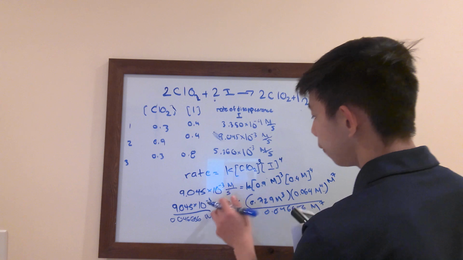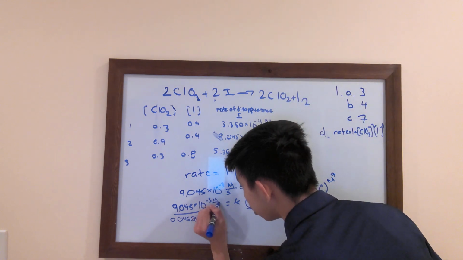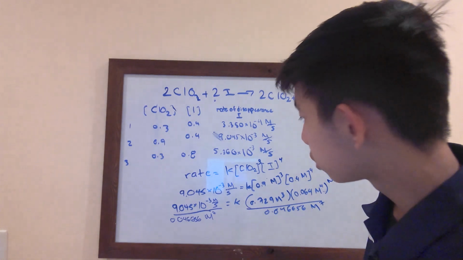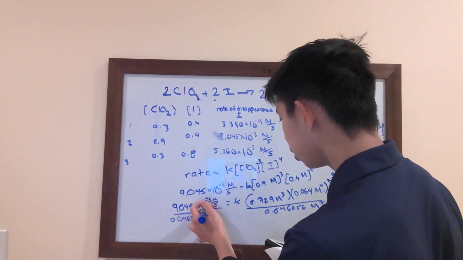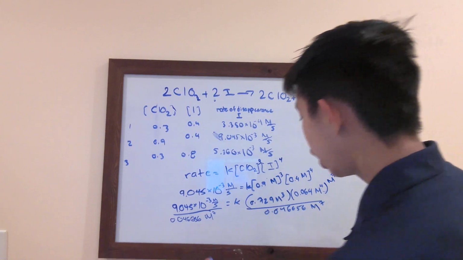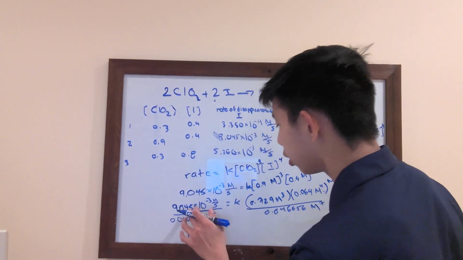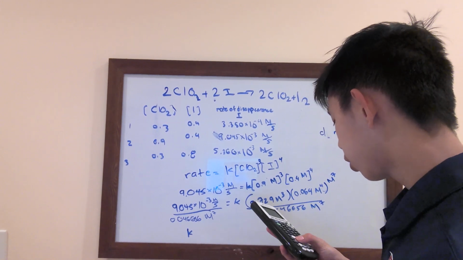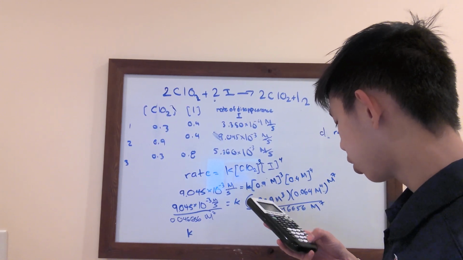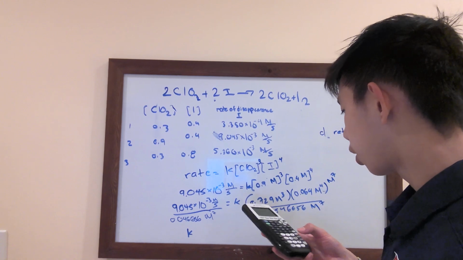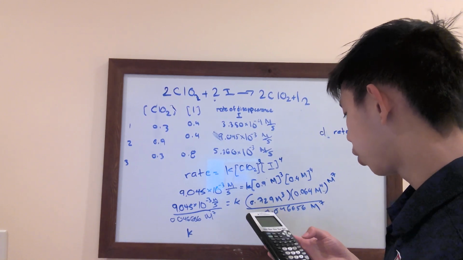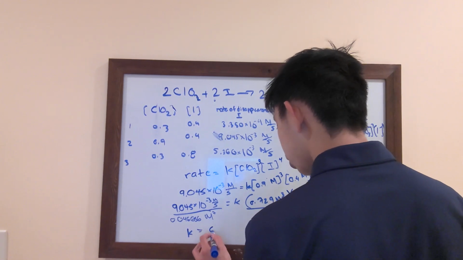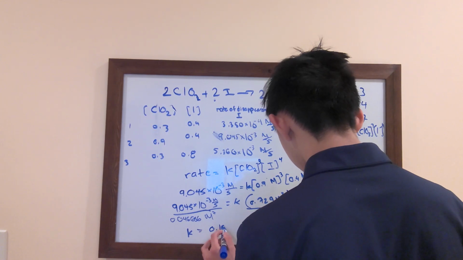I forgot to bring this down, so it's M over S. Hopefully you guys can still see that. Yeah, M over S. And then K will equal, you divide 9.045 times 10 to the minus third divided by the 0.046656. It will give you 0.19.